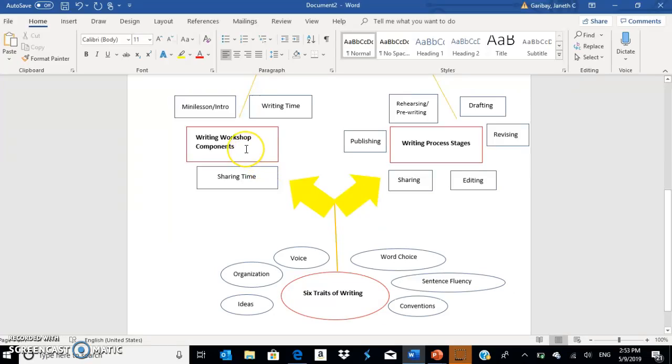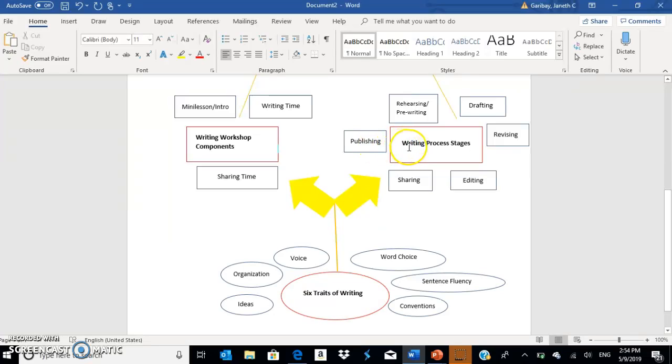So beginning with the writing workshop components, like I said, the 6 traits are practiced in the writing workshops and they're meant to allow teachers to set up writing instruction. So the mini lessons allow for focus on specific aspects of writing, writing time is always given to students to showcase their skills, and then sharing time allows the students to read to their audience and receive feedback.